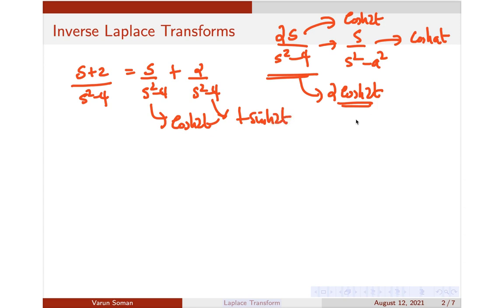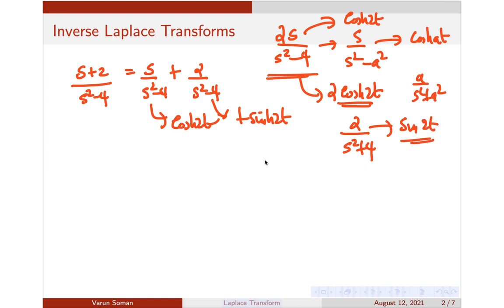Let me ask you one more question. Can you find the inverse transform of 2 by s square plus 4? If you look at the table, it is similar to a by s square plus a square. So the inverse transform would simply be sine 2t.